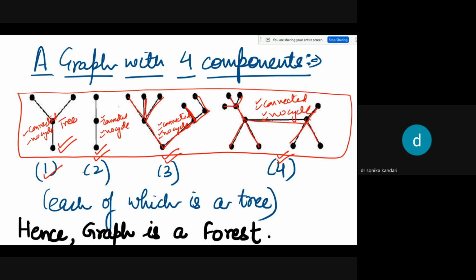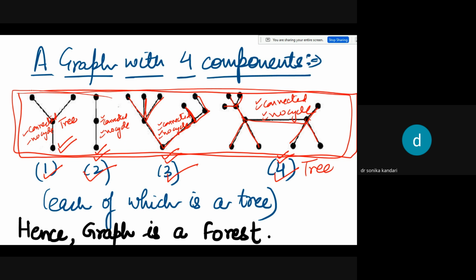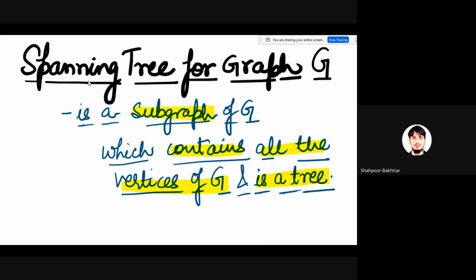So 1, 2, 3, 4 are the components of a graph and all these components are trees, and this complete thing is your graph. Is it clear, class? And this graph is also known as a forest because it is a collection of trees. Clear?